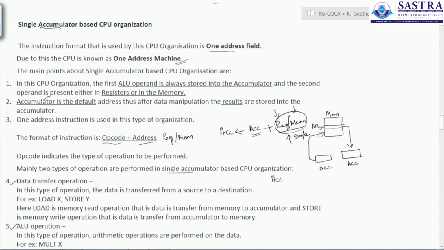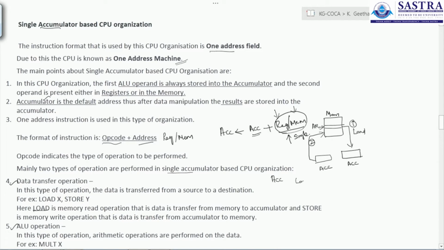So as far as the data transfer is concerned, we need to move the data from the memory to the accumulator or from the accumulator to the memory. So we need two types of data transfer operations to be handled to deal with the accumulator based CPU organization. So one such type is called load. What we mean by load, load is nothing but read. So this is going to be the load. I am just going to refer the memory and read the information and store it in accumulator.